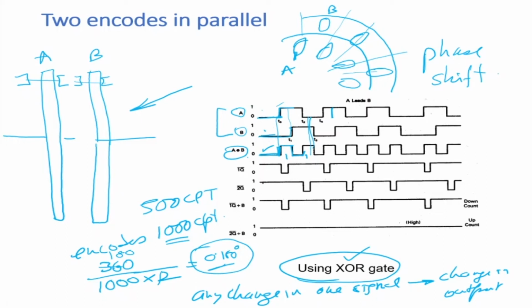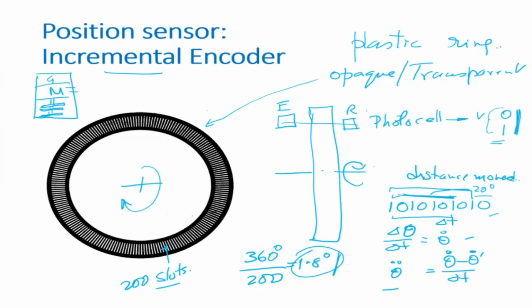Now, an interesting question here is, how do you understand which side the encoder is rotating? Because the signal is going to be the same. Look at this figure. It is always 0, 1, 0, 1, 0, 1, 0, 1. Irrespective of the direction, whether it's clockwise or anti-clockwise, the signal will be the same. So how do you know which direction it is going?